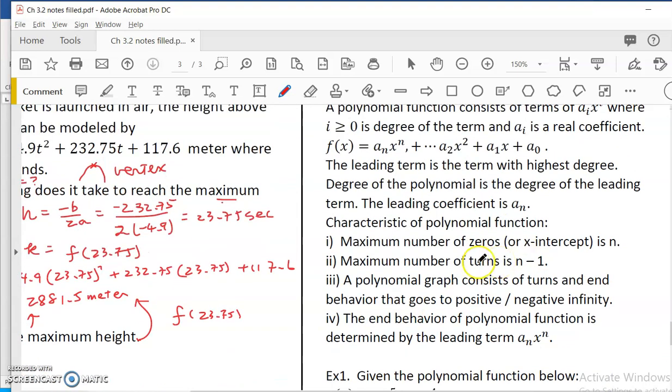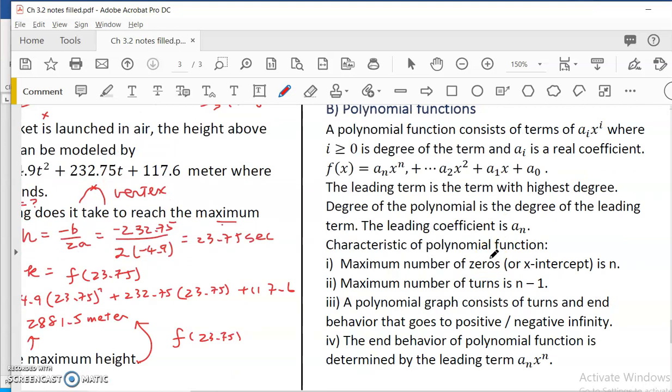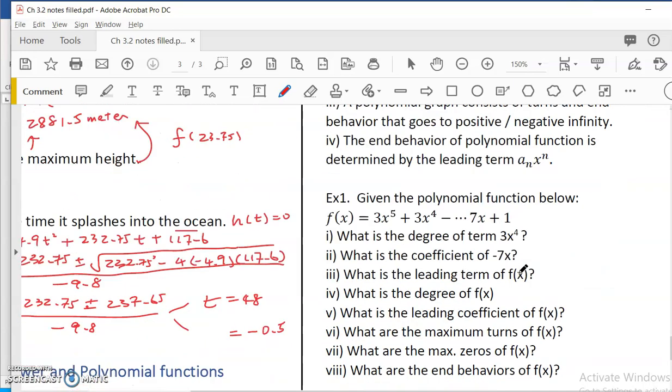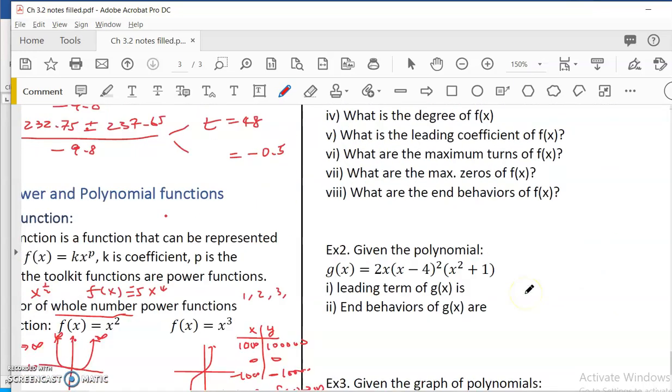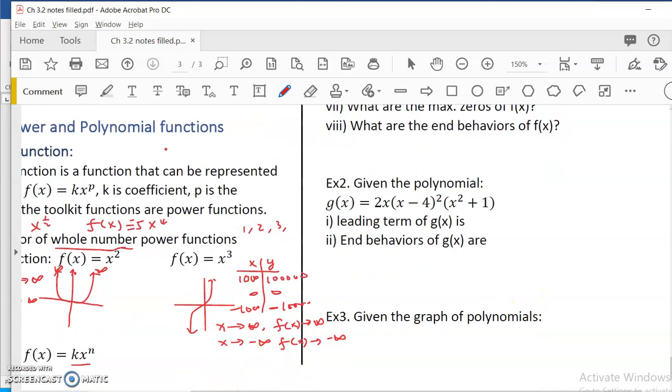It turns out that the graph of a polynomial function is a smooth curve, and it would turn locally. There's a local behavior as well as an end behavior. So maybe I will talk about the end behavior first, and then we'll talk about local behavior later, in the next video.